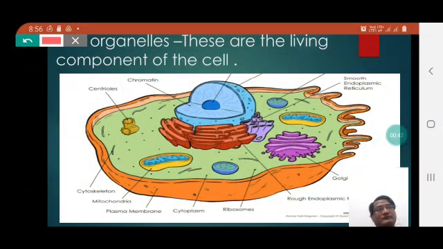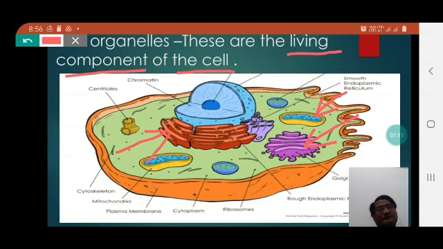Students, the living component of the cell keeps the cell activated. The living components of the cell are mitochondria, which you can see in the diagram, Golgi complex, endoplasmic reticulum, ribosomes, bracteoles.